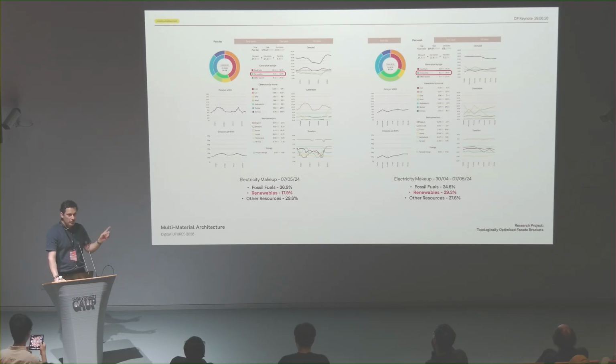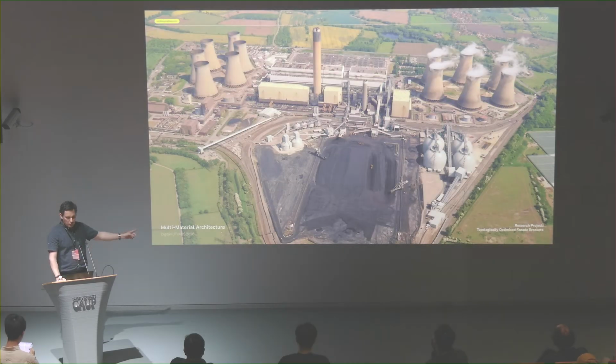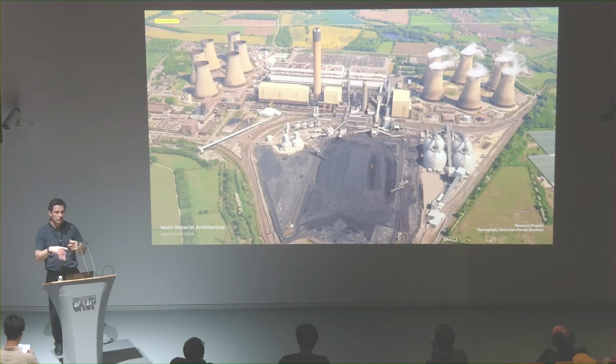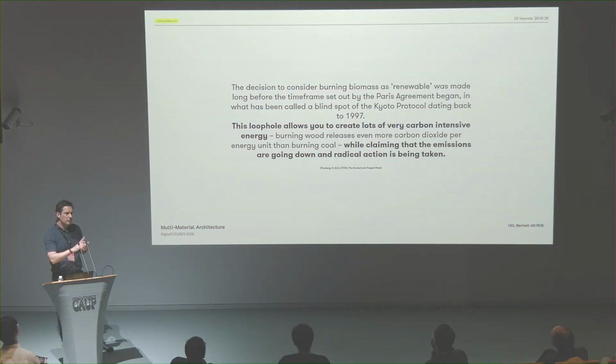The other quite weird thing with this is that renewables, when we say renewables, is wind energy, solar energy, and biomass as well. But biomass is kind of created in places like that. This is the Drax power plant in the north of the UK. It used to burn a lot of coal, but because the UK wants to switch to renewables, it's burning biomass. Biomass is considered renewable, but apparently it is even worse than coal. It releases even more carbon dioxide than actual coal itself.